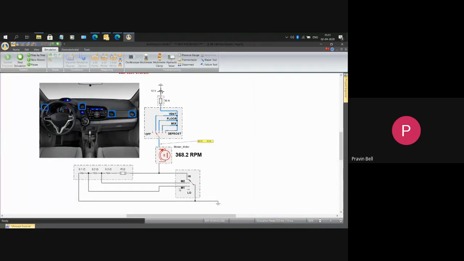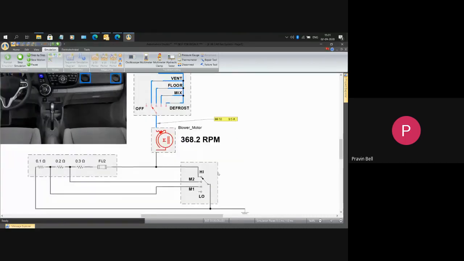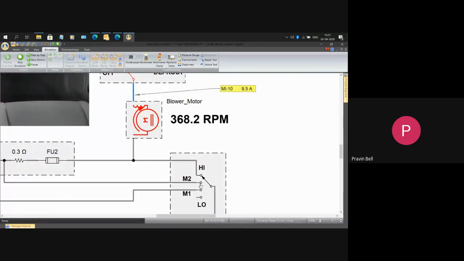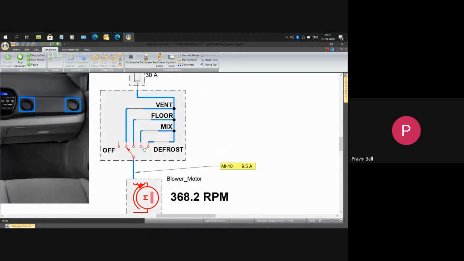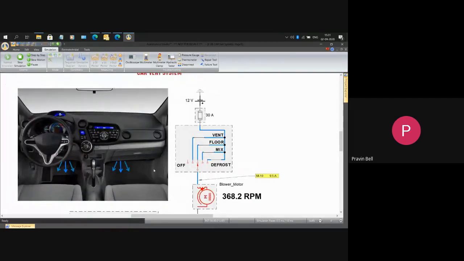So we put on the vent, and then by using this electrical circuit, you can change the blower speed here. And on the top here, you can change this to floor, defrost, mix. This is a car venting system.